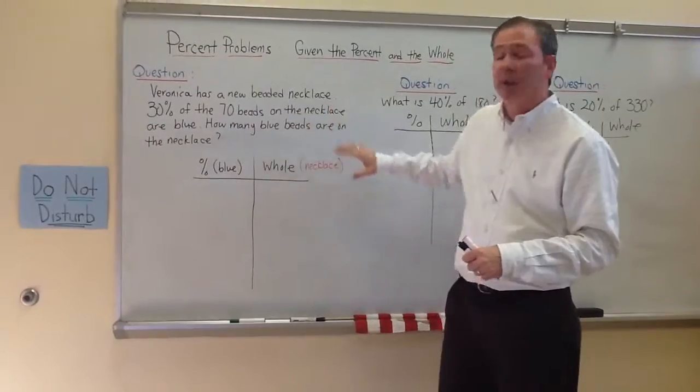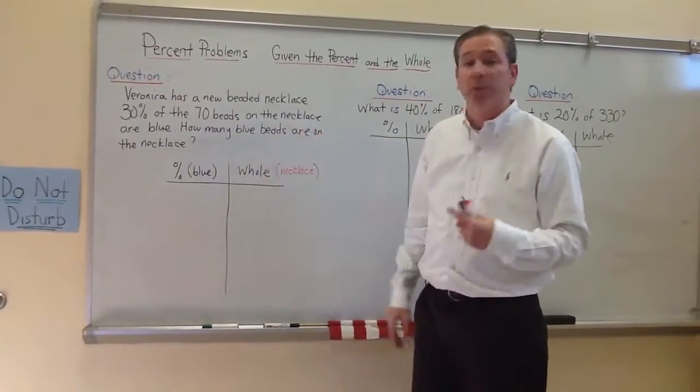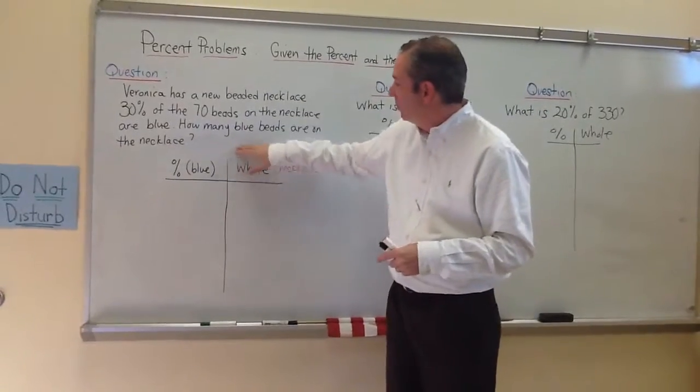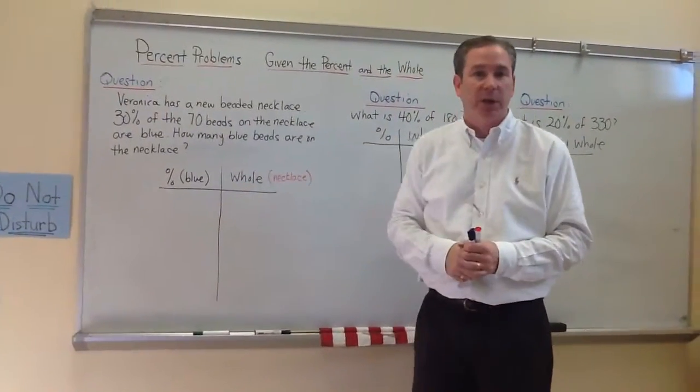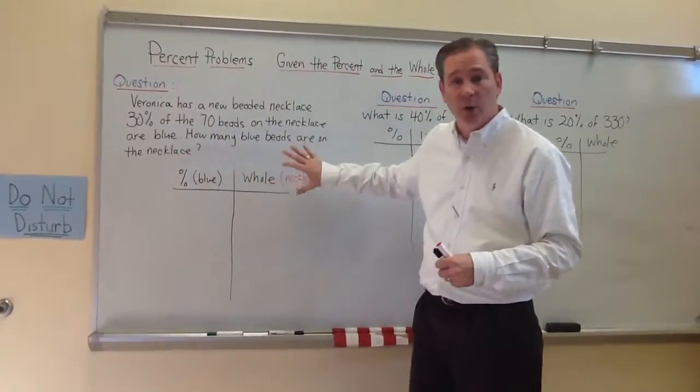Veronica has a new beaded necklace. 30% of the 70 beads on the necklace are blue. We want to know how many blue beads are there on the necklace. So we're going to start with a table. We're going to compare percentages to whole.